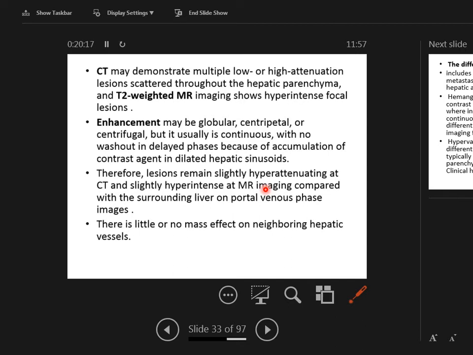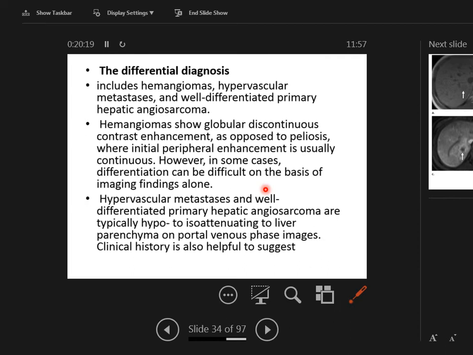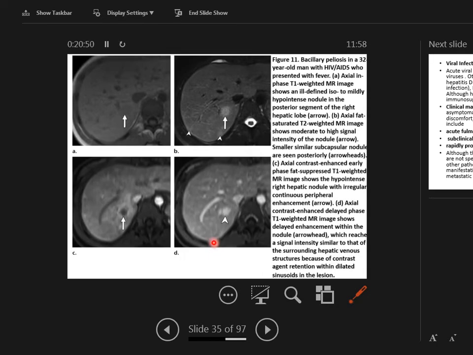Little mass effect on neighboring hepatic vessels. Differential diagnosis for it is hemangioma and hypervascular metastasis. In hemangioma, there is globular discontinuous contrast enhancement, while here it's continuous. In hypervascular metastasis, the lesions are hypo to iso to liver parenchyma in portal venous phase imaging. And the clinical history is also helpful to suggest the diagnosis.